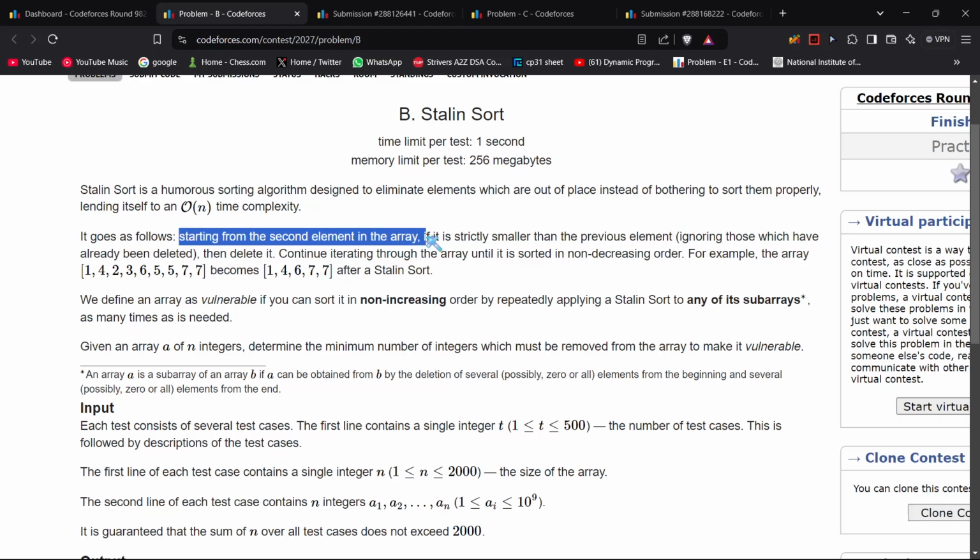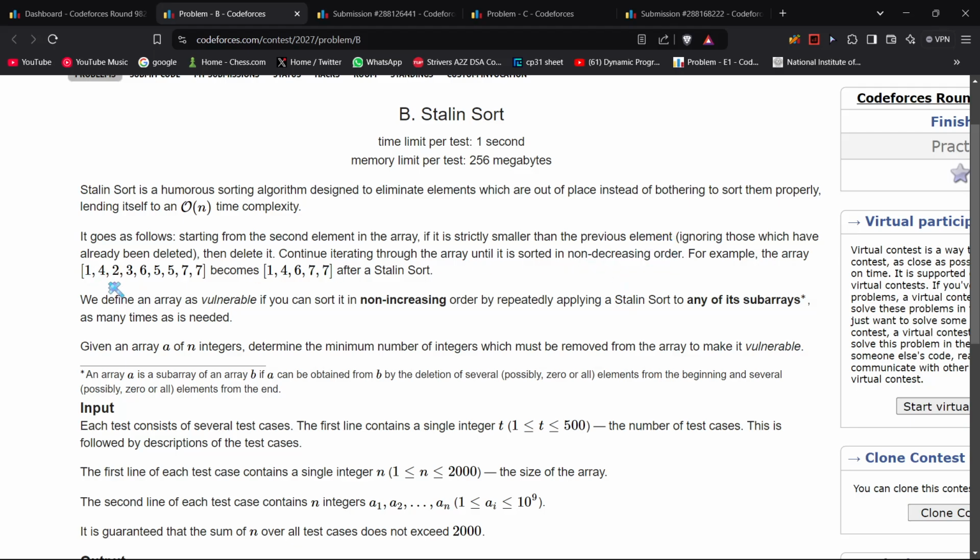We start from the second element in the array. If it is strictly smaller than the previous element, then we delete it. We have to ignore those which are deleted. Continue iterating through the array until it is sorted in non-decreasing, that is increasing, order.